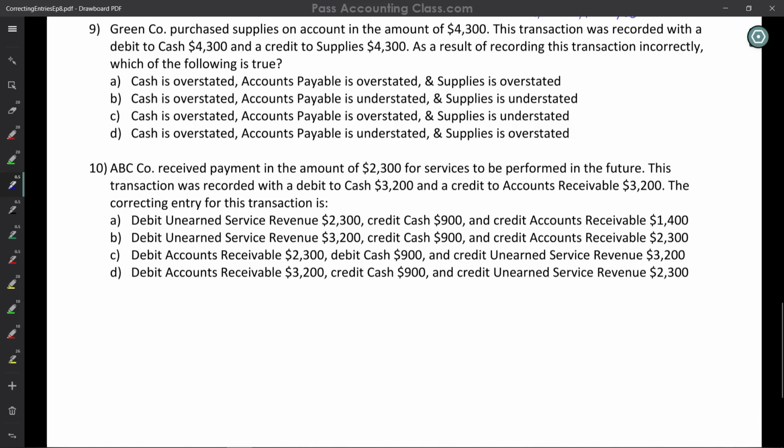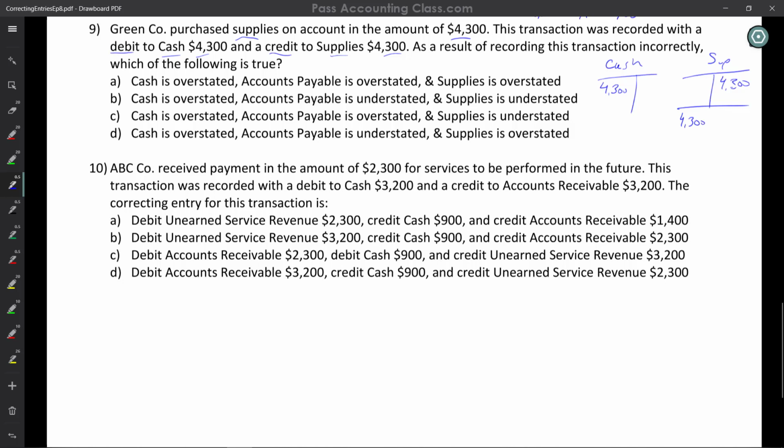All right, so just like before, I'm going to do my T accounts for what was actually recorded. So we have a debit to cash for $4,300. And then we have a credit to supplies for $4,300. Now I'm going to populate the T account with ending balances of what actually should have happened. So when we purchase supplies, that's an asset account. We increase the balance of supplies, or an asset account, by debiting it. And that's going to be for the $4,300. So my ending balance is going to be a $4,300 debit balance.